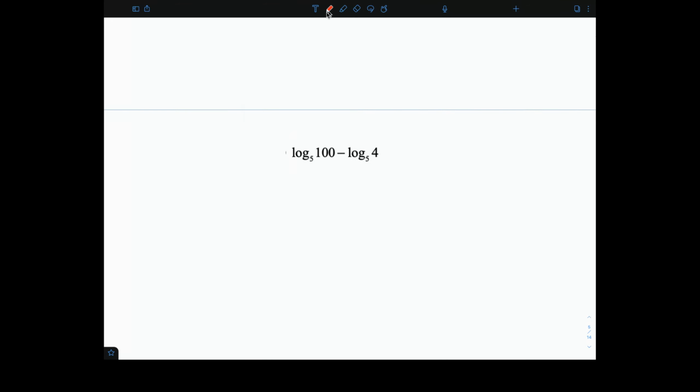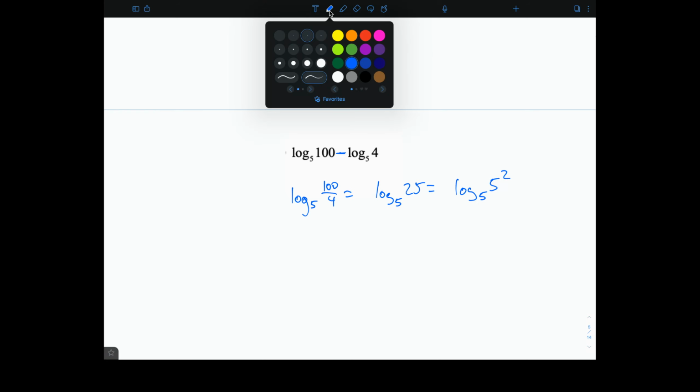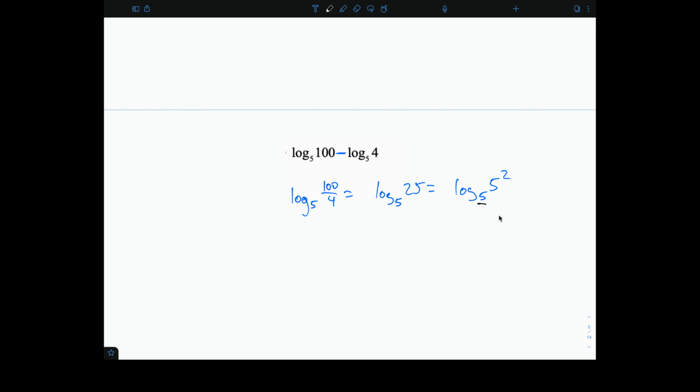More of the same here. This is division because it's a subtraction. This leaves me with 25. So 25 is 5 squared. Once more, when these match up, it's just the exponent.